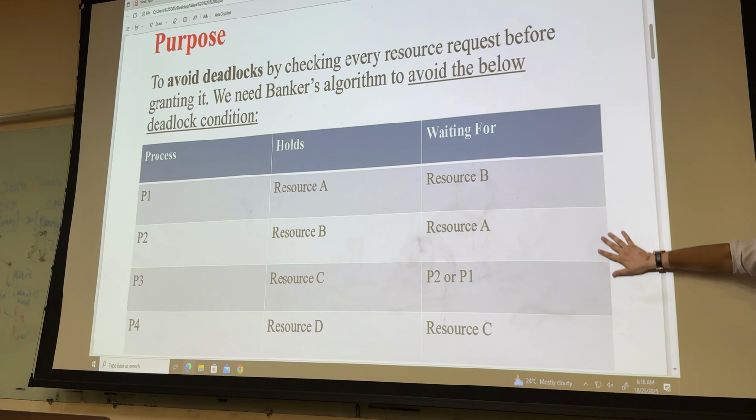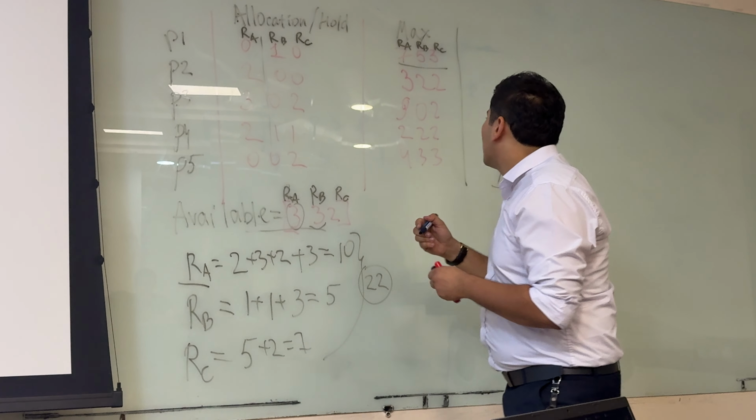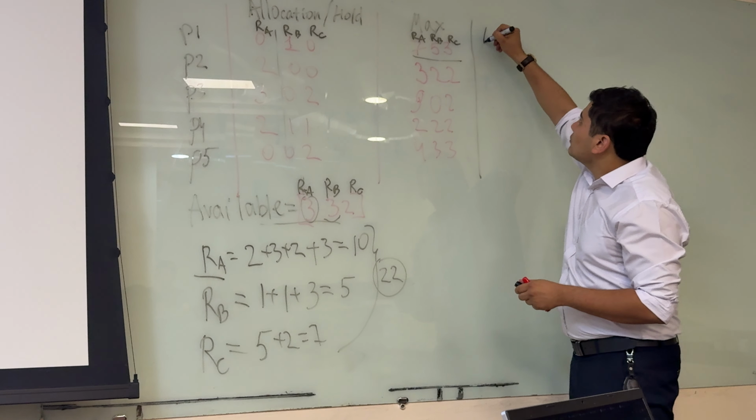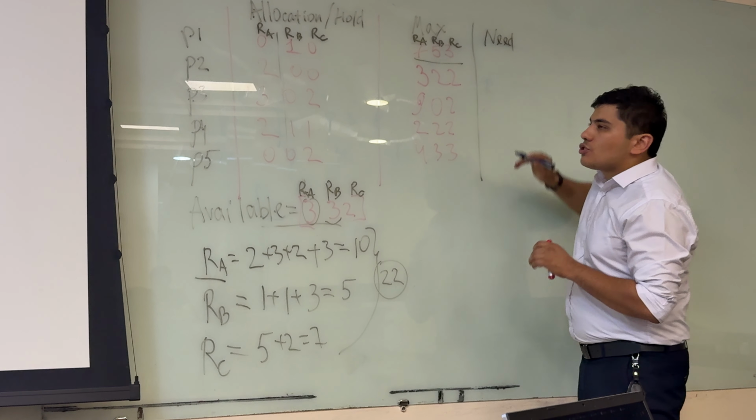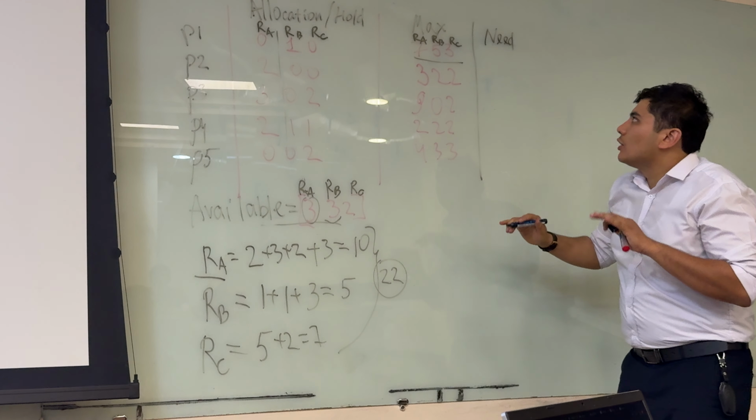Understood. And now we need to find need, right? Finding the need is super easy. You simply take the max, so the maximum it can apply is 7 5 3, right? And it is holding only 0 1 0, right? So the difference between the maximum it can apply and how much it is holding right now is going to give us the need matrix. So it will be basically max minus hold.